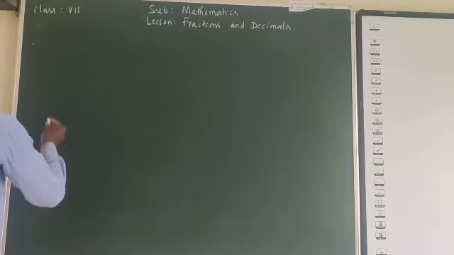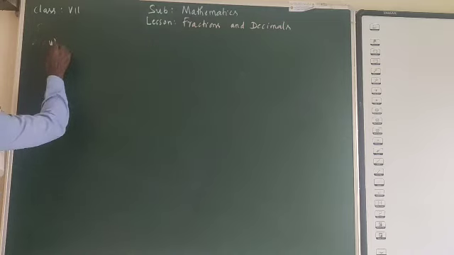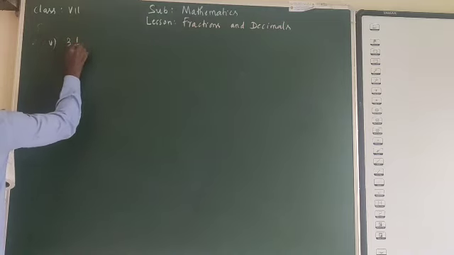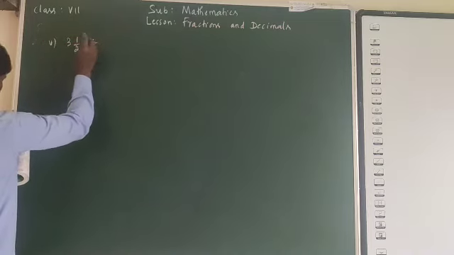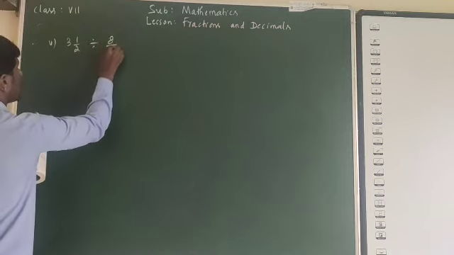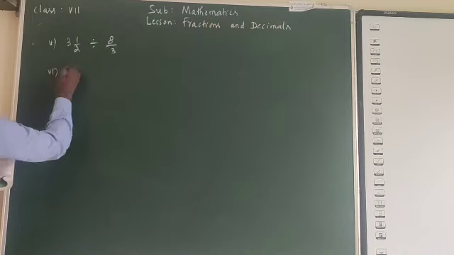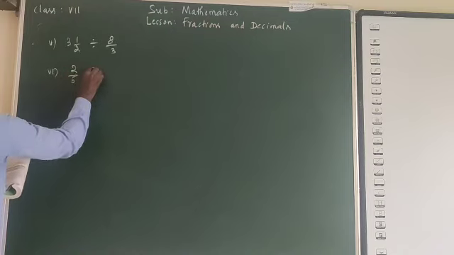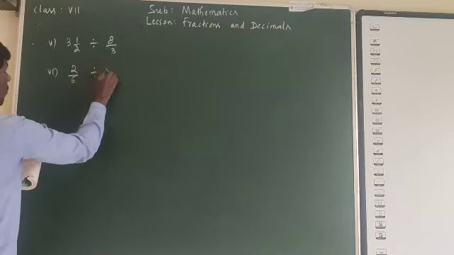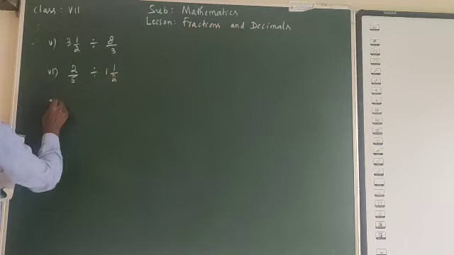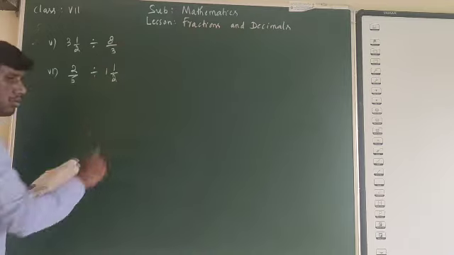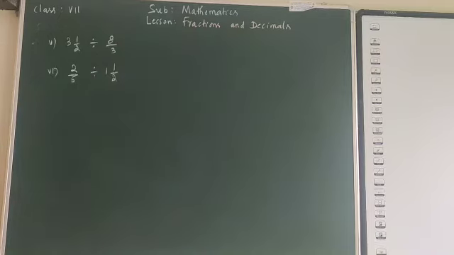Fourth one is done. Fifth one will be 3 1/2 divided by 8/3. Similar type of question. Sixth one: 2/5 divided by 1 1/2. Okay, so how to do it if the second fraction is a mixed fraction?